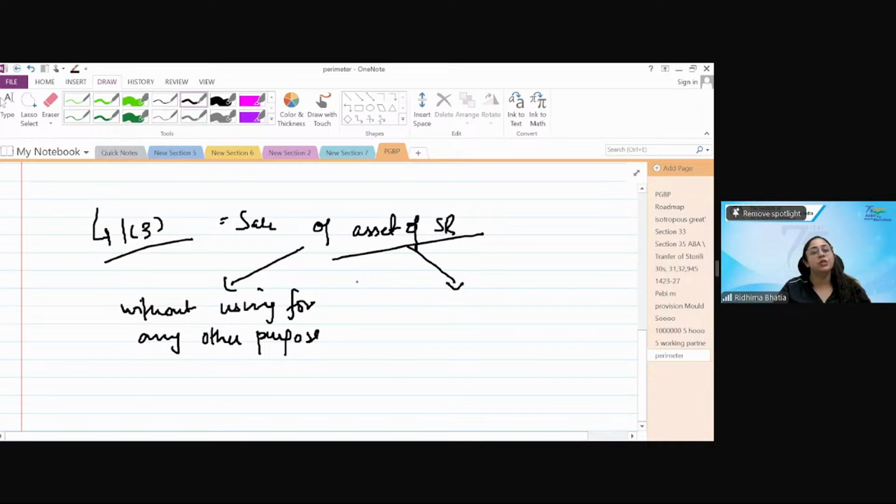Or second situation is that now you're using it for your normal business purpose. Scientific research is over and now I've used that same machinery for my normal business purpose. Okay. Now, when the scientific research is over, and then I sell it.